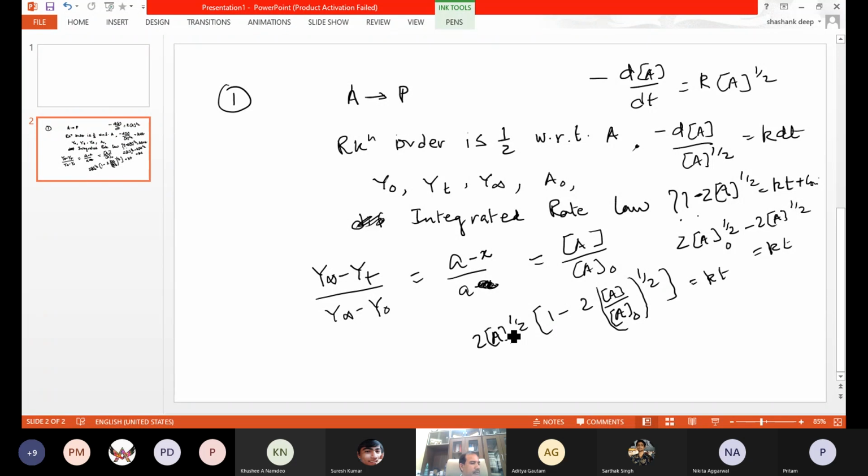Let's go to tutorial 3. So when we found that y infinity minus yt upon y infinity minus y0 equals a minus x upon a, here we assume that the property is only in A, not in P. No, go and check my earlier lecture. It is valid for any physical property. In this, the contribution is from both A and P.